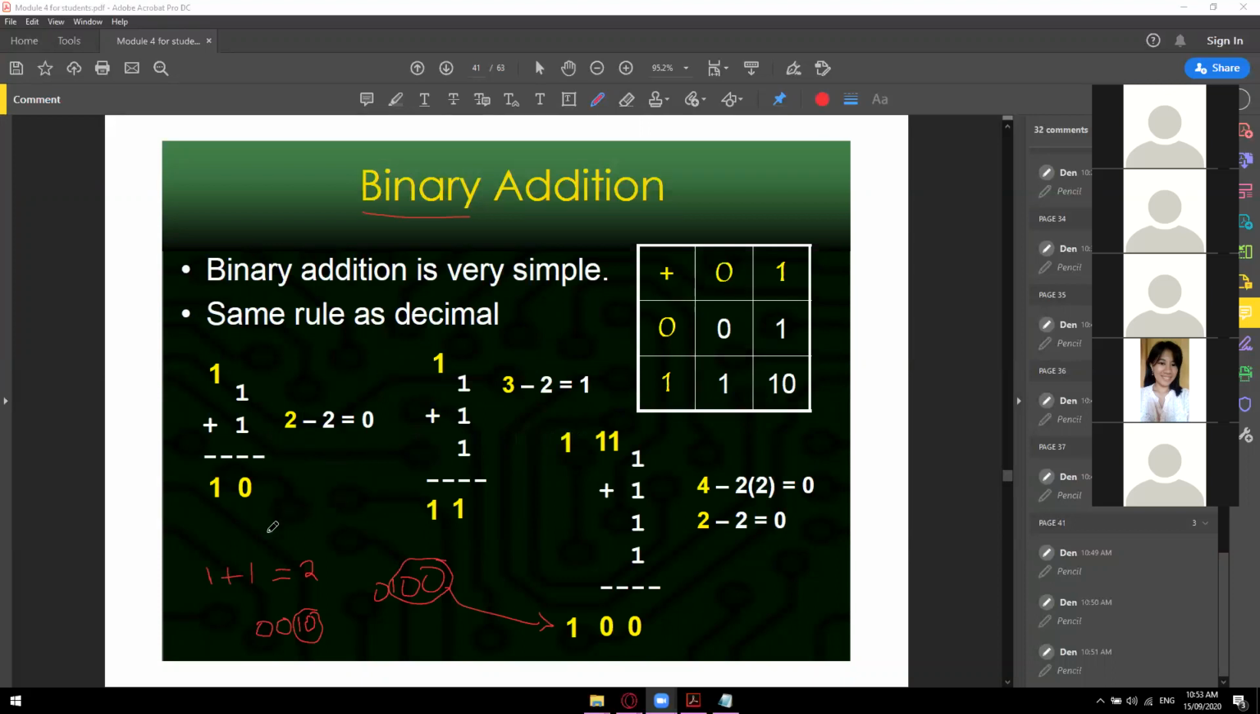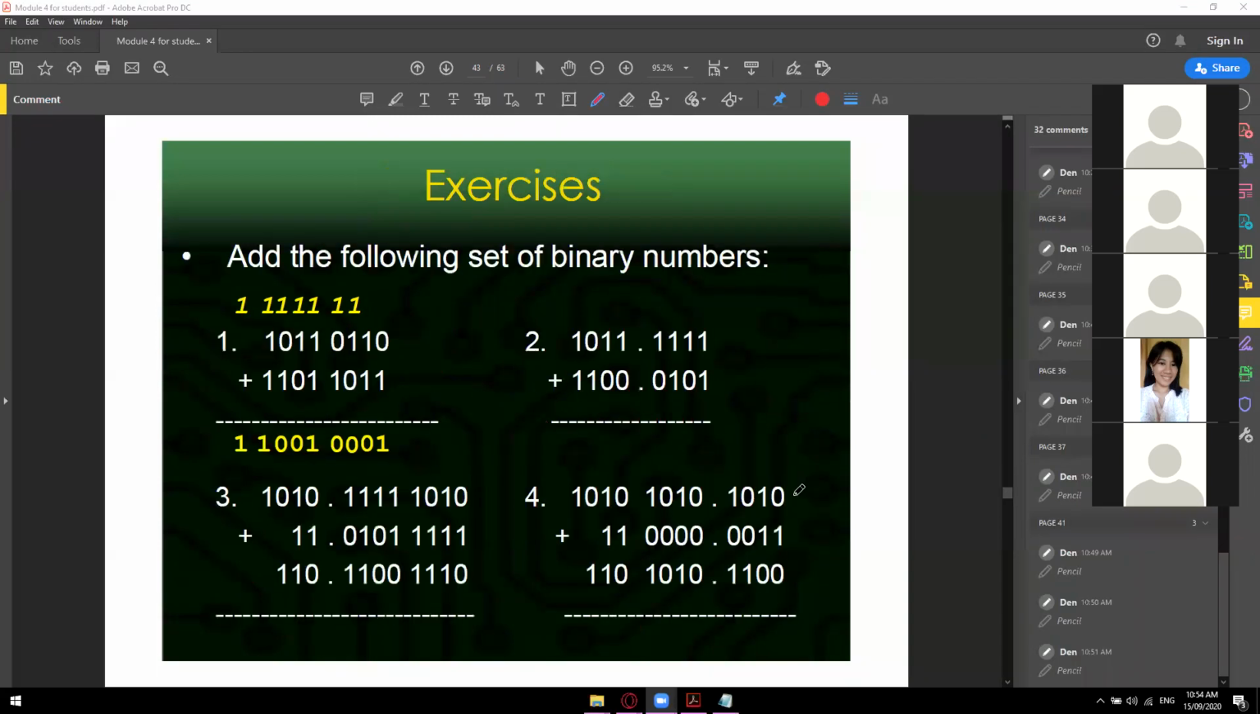Okay? Pero ito yung explanation behind kung bakit 1 plus 1 is 10. 1 plus 1 plus 1 is 11. And then 1 plus 1 plus 1 plus 1 is 100. Okay, so let's have another example.